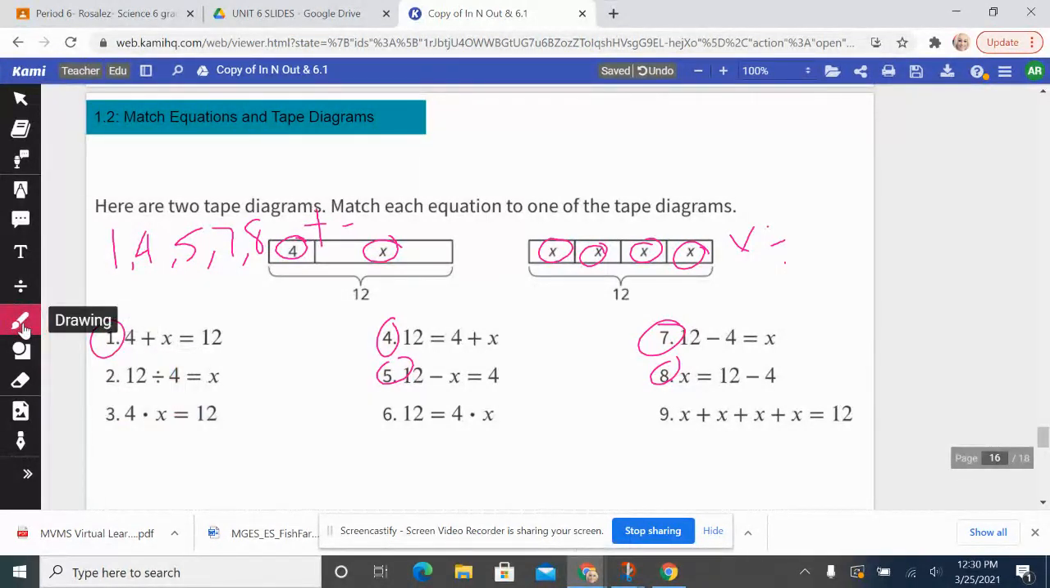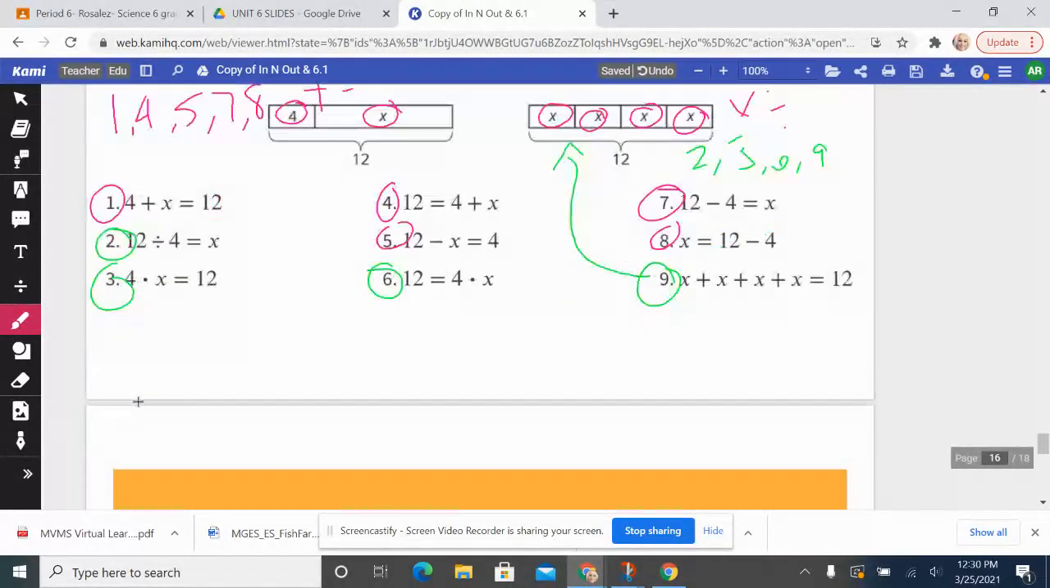So for the next one, it's going to be all the ones left over, right? It's going to be all the ones that are dealing with multiply and divide. So number 2, number 3, number 6, and number 9. So 2, 3, 6, and 9 all relate to that one right there. So that's how you would match them up. Okay, and then we'll move to the last section here.